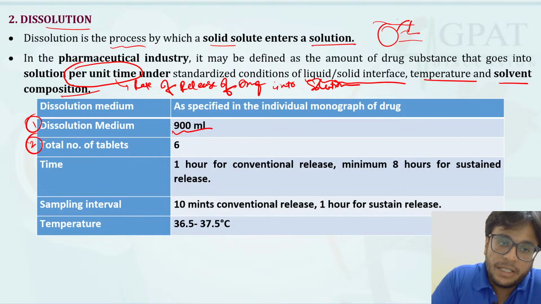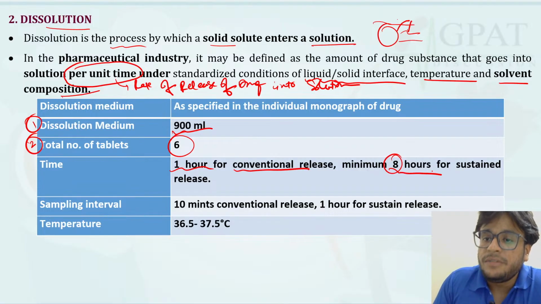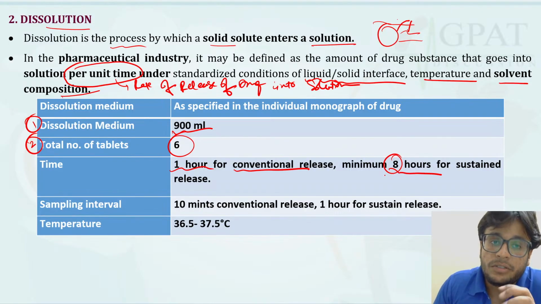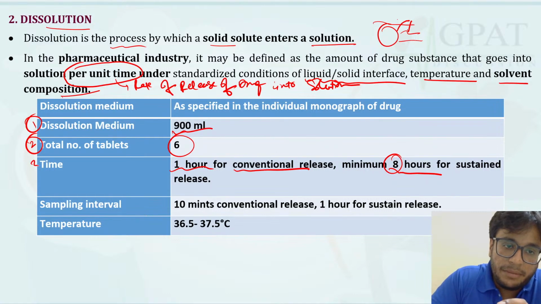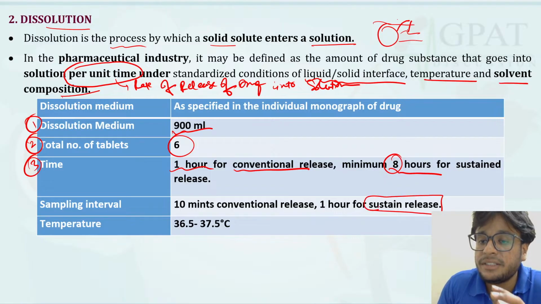Number of tablets we have to take is 6 tablets. The time: we have to take a specific time, 1 hour for the conventional tablet or the normal tablets, and for a sustained release tablet or the long acting tablets, the time interval for checking samples is mainly 8 hours. Okay, the minimum time for the sustained release tablet. The sampling interval can be, for a sustained release tablet, as the name indicates, it releases the drug sustainably, or after a very long interval of time.